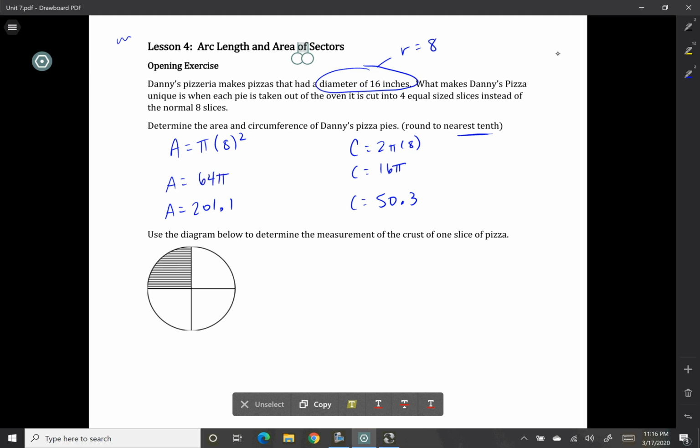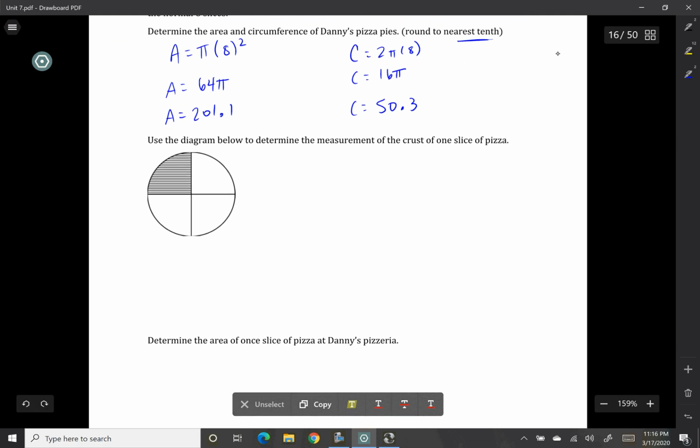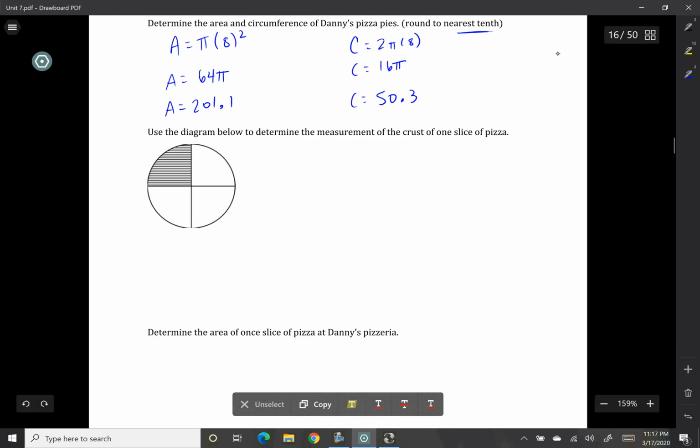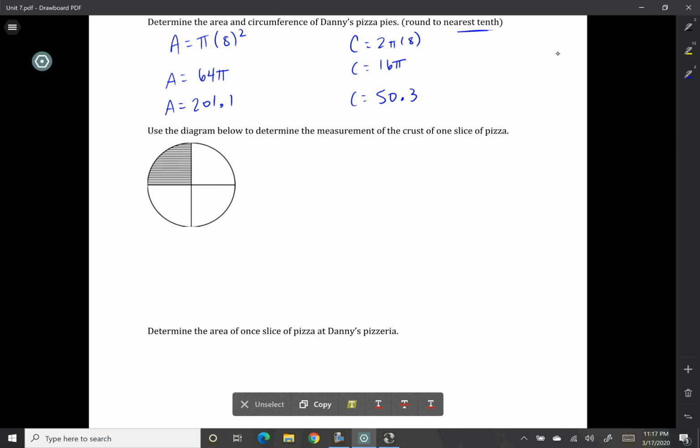So what we want to be able to do now with Danny's pizzas is figure out what would be the measurement of the crust of one slice of pizza, and what would be the area of one of the slices. Danny's pizza is important because the opening exercise tells us it's cut into 4 slices, so it's a unique type of pizza. If we have a pizza pie that's cut into 4 pieces, I'm only looking at this one slice. So notice it's 1/4 of the pizza.